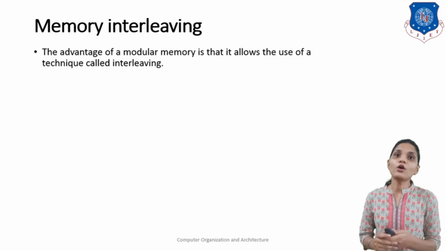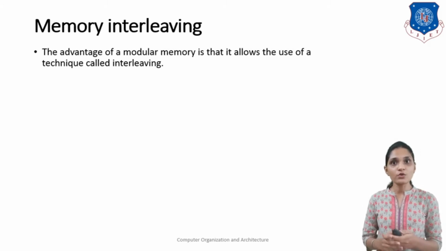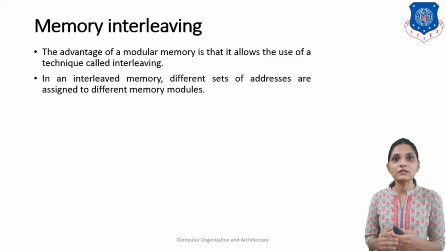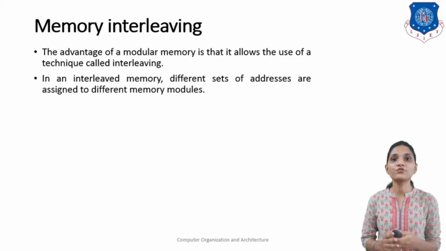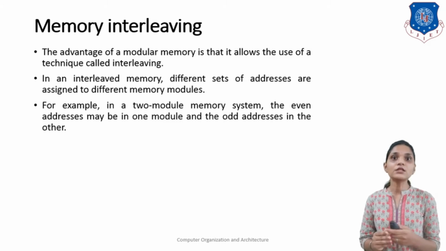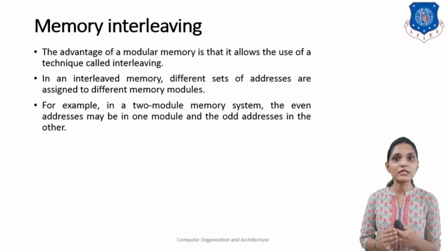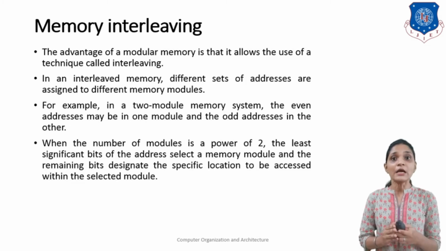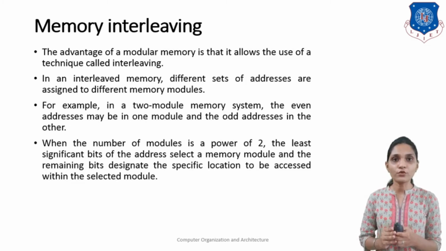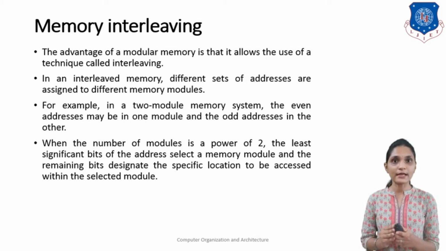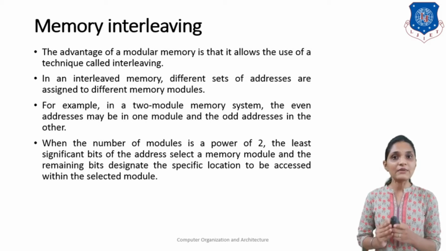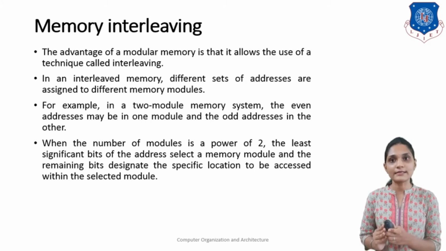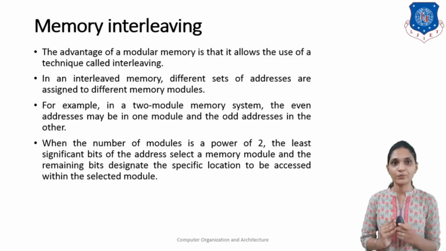The advantage of the modular memory is that it allows the use of a technique known as interleaving. In an interleaved memory, different sets of addresses are assigned to different memory modules. For example, in a 2-module memory system, the even addresses may be in one module and the odd addresses in the other module. When the number of modules is a power of 2, the least significant bits of the address select a memory module and the remaining bits designate the specific location to be accessed within the selected module.